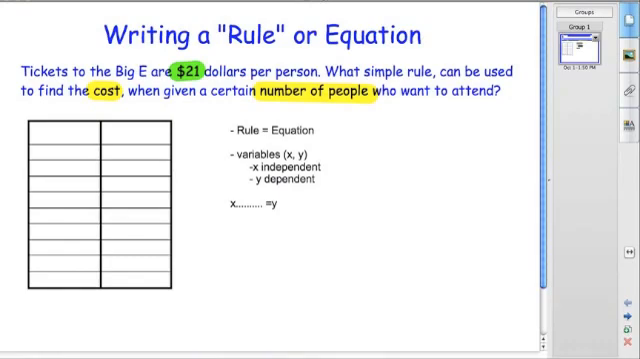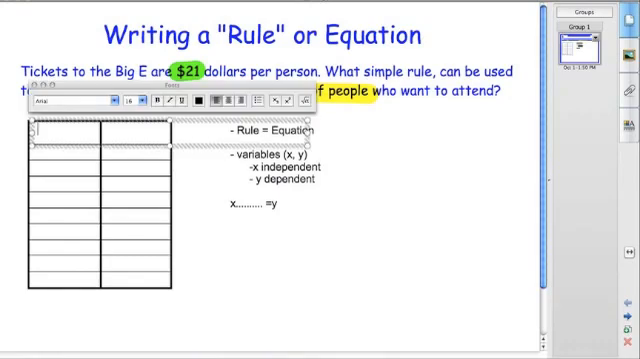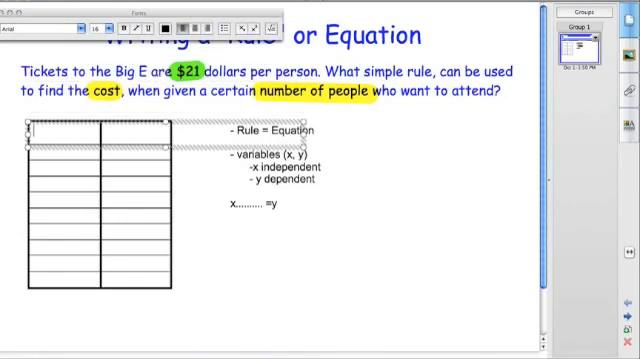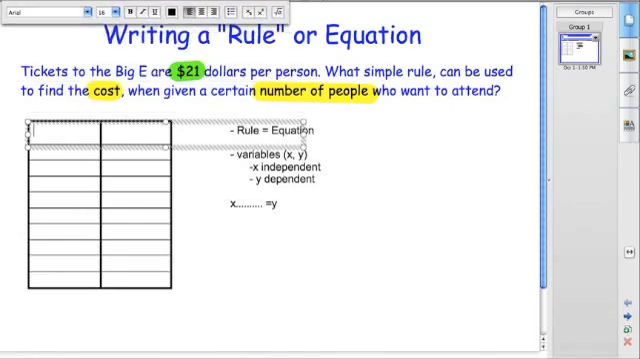In order to find our rule is to identify which variable is our x variable and which is our y variable. So in this case, I think our x variable, so what is independent, is the number of people who want to go to the Big E. And then our y variable is going to be the cost. How much is it going to cost to send these people? So cost is y, and our number of people is x.